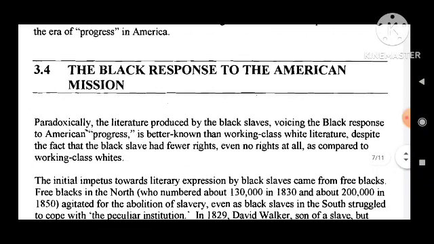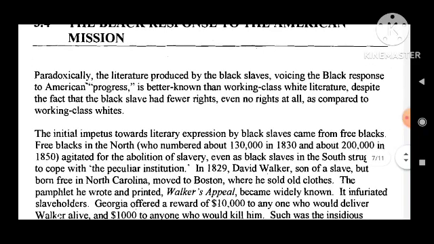The black response to the American mission. Paradoxically, the literature produced by the black slaves voicing the black response to American progress is better known than working class white literature, despite the fact that the black slave had fewer rights, even no right at all, as compared to working class whites.